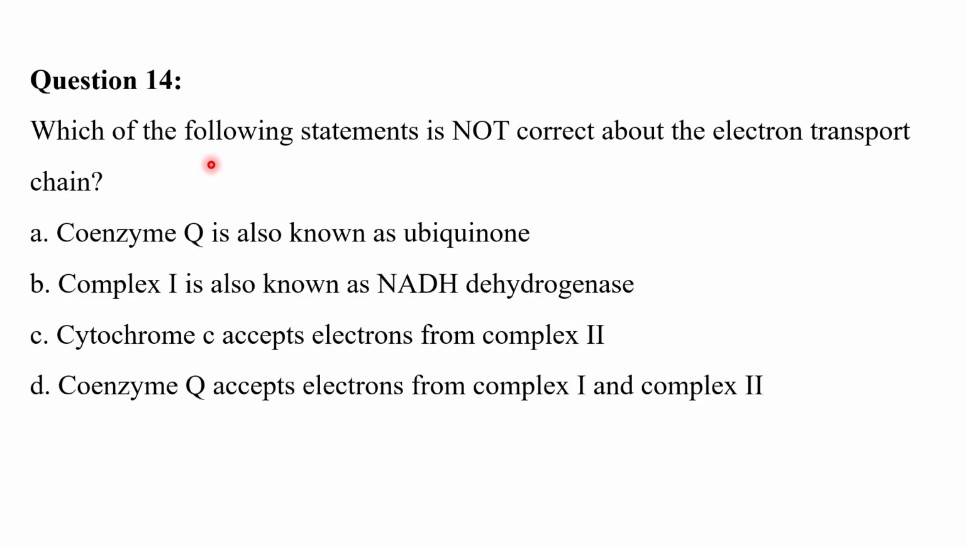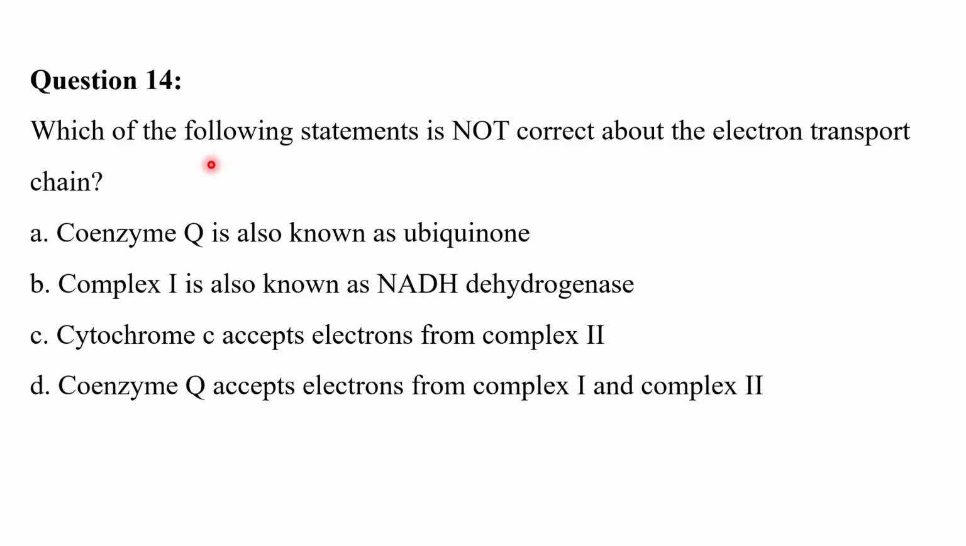Now, coenzyme Q is also known as ubiquinone, that is a true statement. Complex 1 is known as NADH dehydrogenase, yes, because you have seen NADH was giving the electrons to complex 1 and in turn getting converted into NAD plus. NADH dehydrogenase takes the two hydrogens out of the NADH and makes it NAD plus. So it takes two electrons and two protons. Protons will be moved out of the membrane and two electrons will be transferred to coenzyme Q.